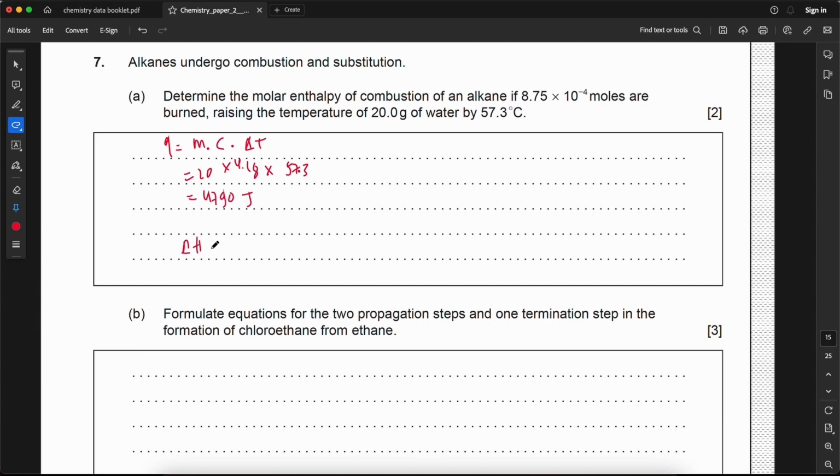And to find ΔH, it is 4,790 divided by 8.75 times 10 to the power negative 4, divided by 1,000, because ΔH should be in kilojoules, so we divide again by 1,000 because the Q we got here is in joules. And this should be negative, because combustion increases the temperature, so it's negative. So it will be -5,470 kilojoules per mole.